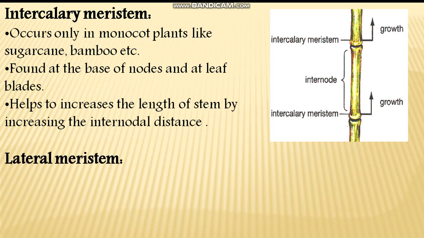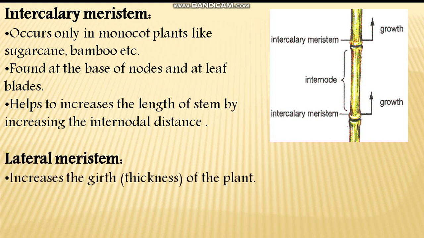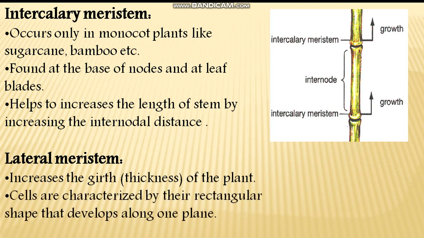Now comes the lateral meristem. Now this lateral meristem helps the plant to increase its girth, that is the thickness of the plant. The cells of this lateral meristem are generally rectangular in shape, and they develop along one plane only.